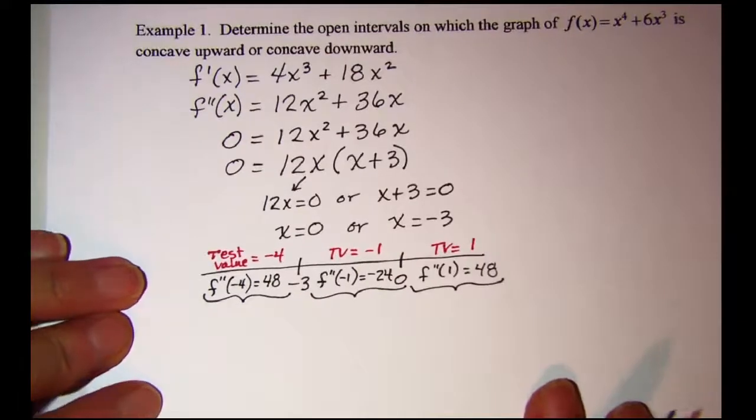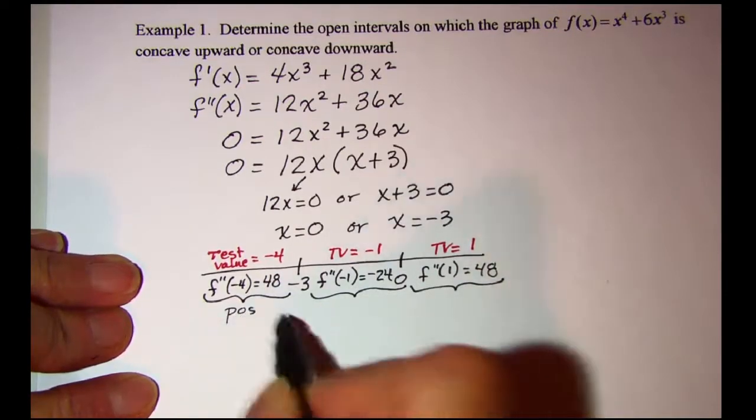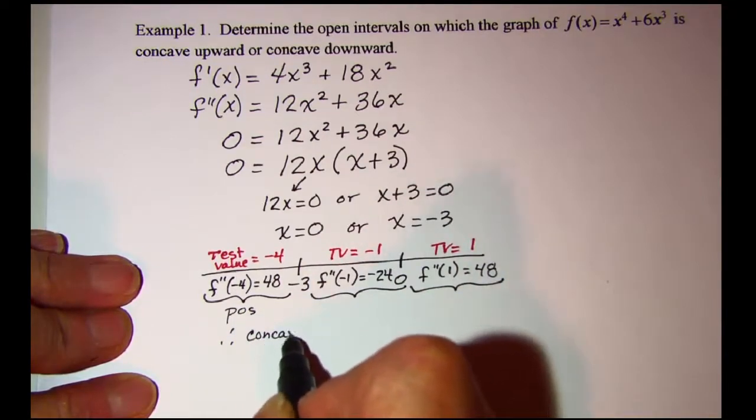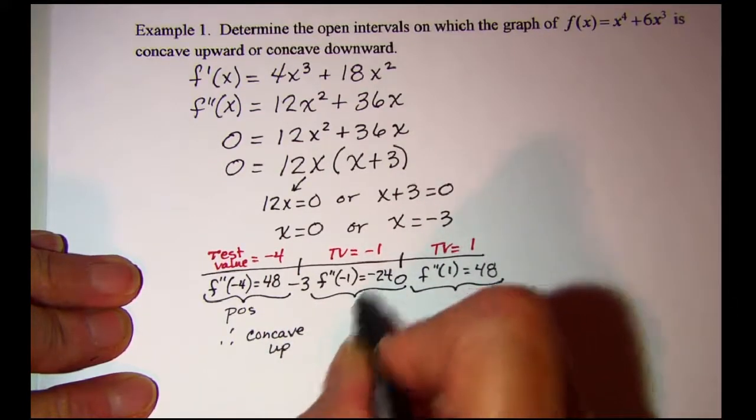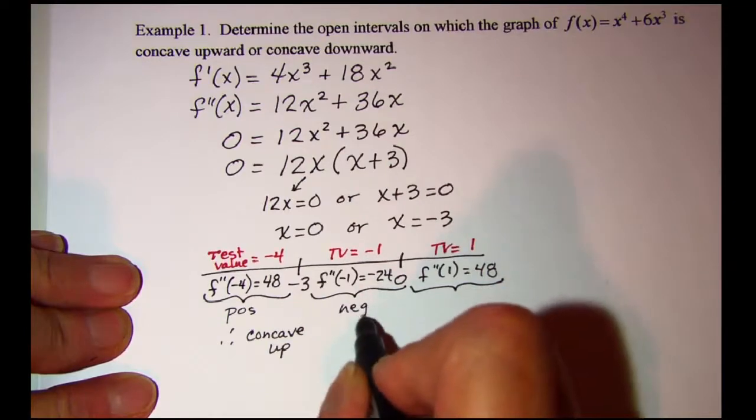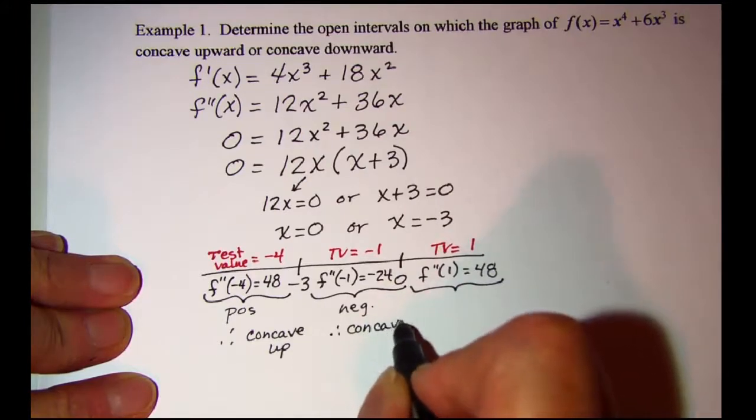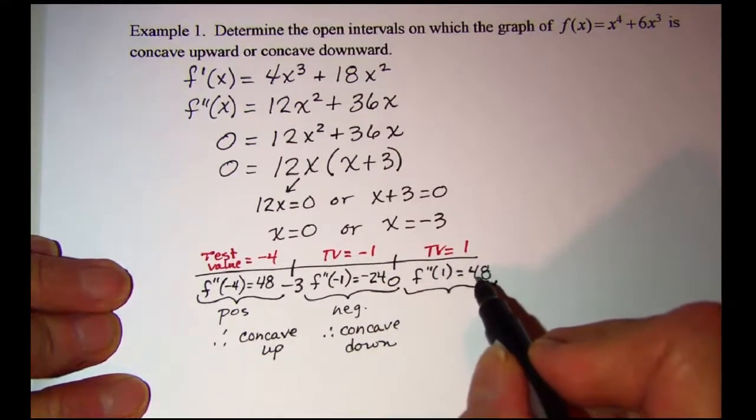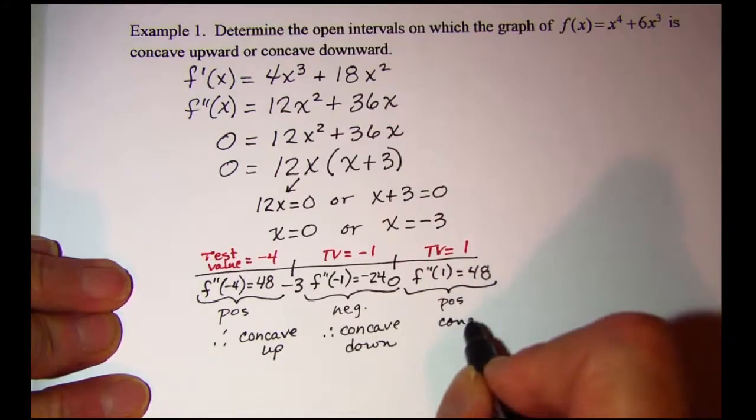So my second derivative here is positive, therefore concave up. My second derivative here is negative, therefore concave down. And my second derivative here is positive, so concave up.